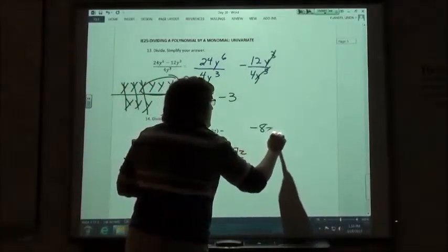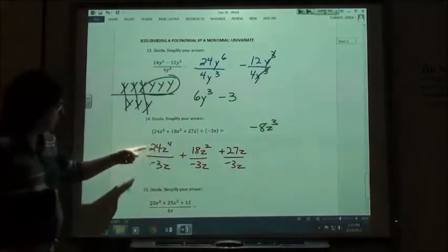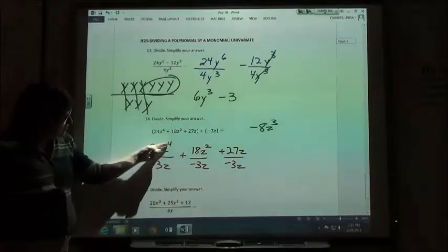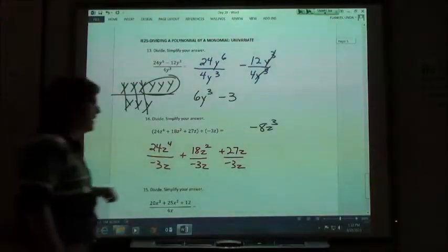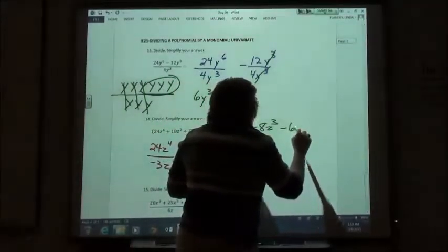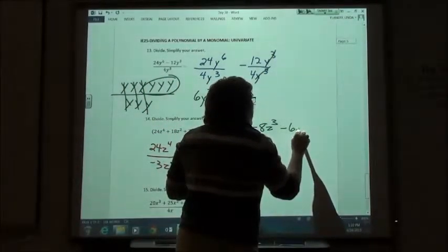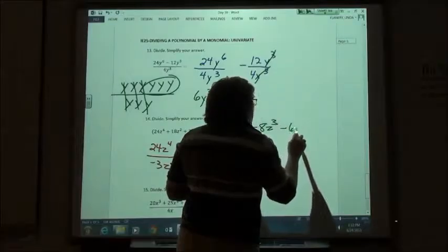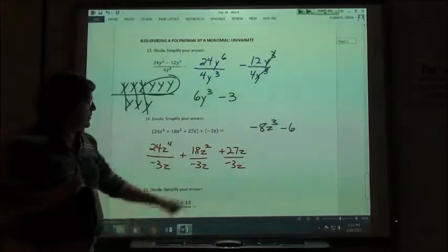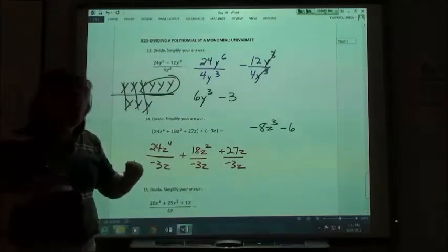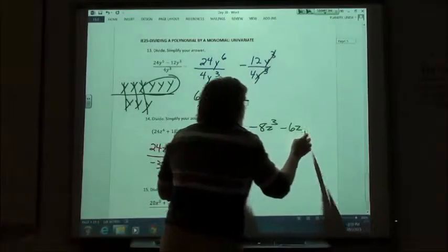Negative 8z to the 3rd. 24 divided by negative 3 is negative 8, and 4 minus 1 is 3. Then negative 6. Right, and then those ones cancel out. You have a z squared and a plain z. So 2 minus 1 would just give me z to the 1st, or z, right?